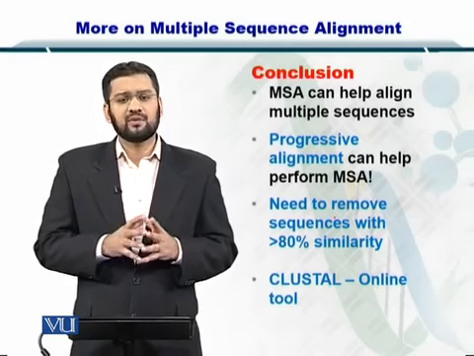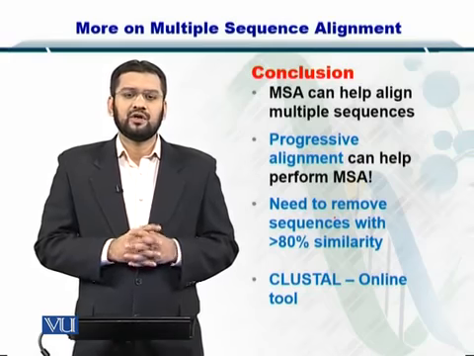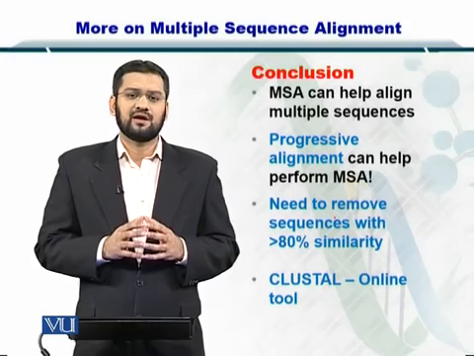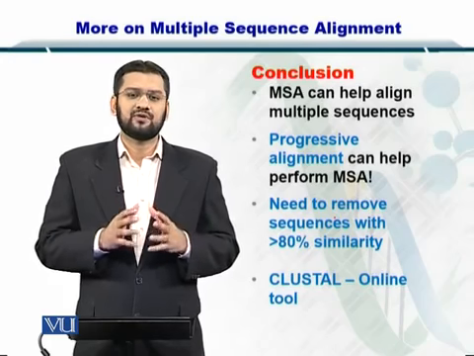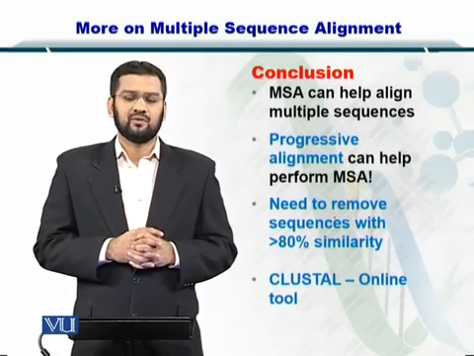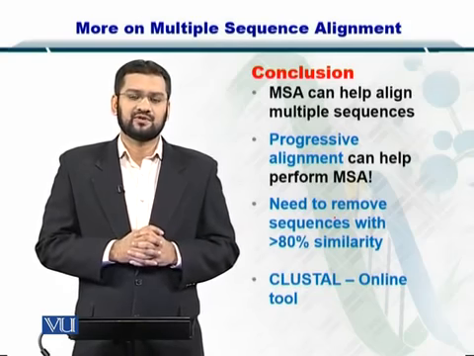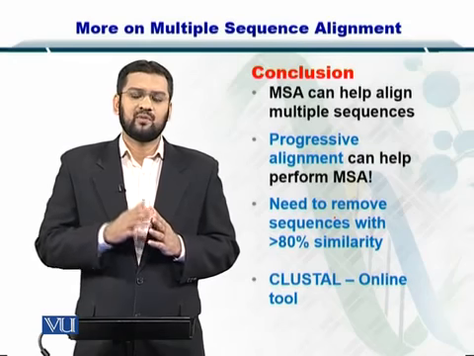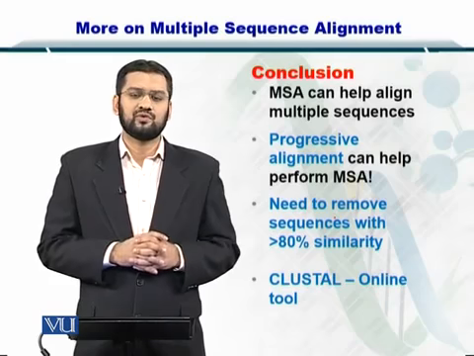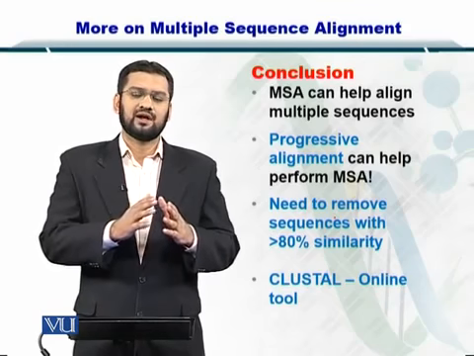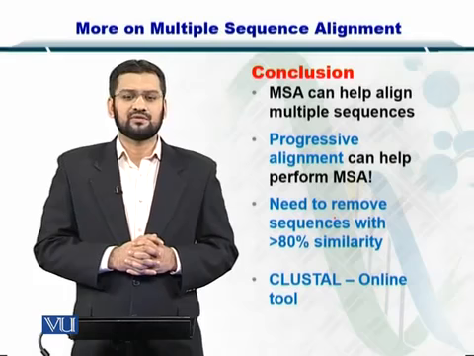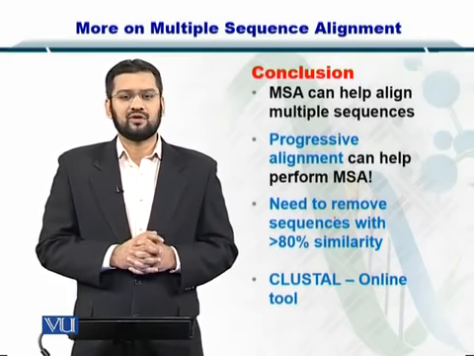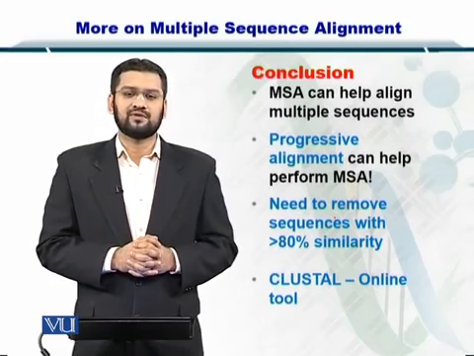An important thing to remember in this regard is that you need to consider only those sequences that are divergent or different from each other by less than 80%. So if you have two sequences that are similar to each other more than 80%, then you don't want to do that, because this will create a bias towards these two sequences. And lastly, Clustal is a tool. It's an online software that can help you to perform multiple sequence alignment.